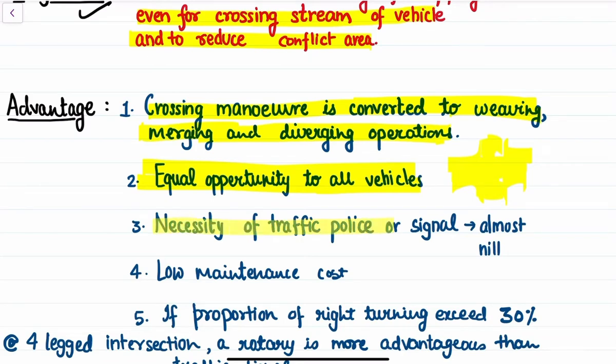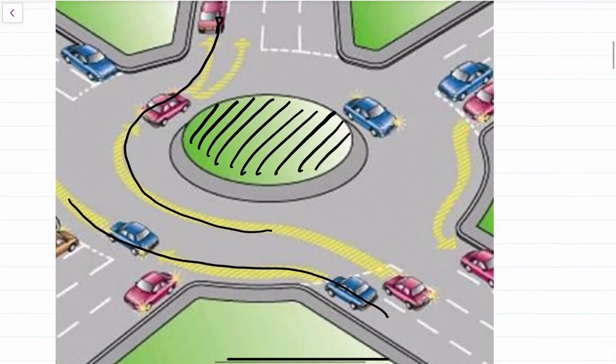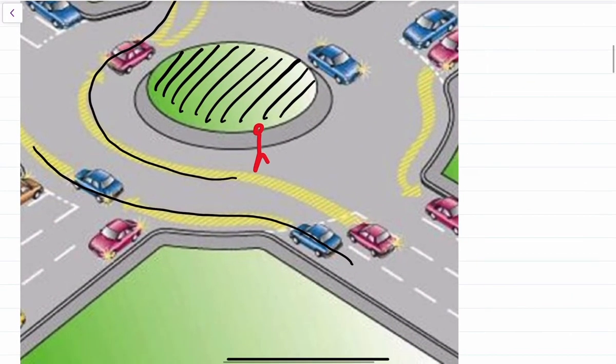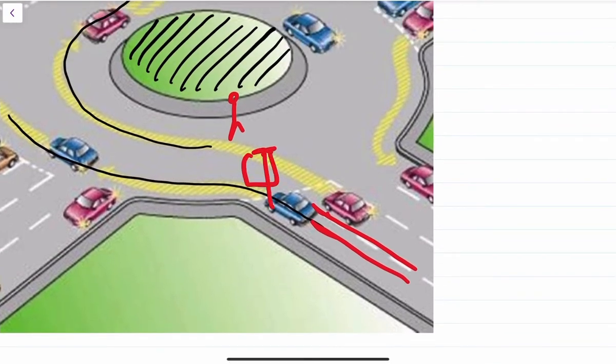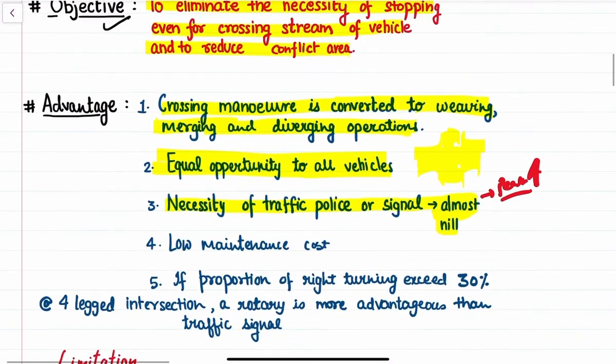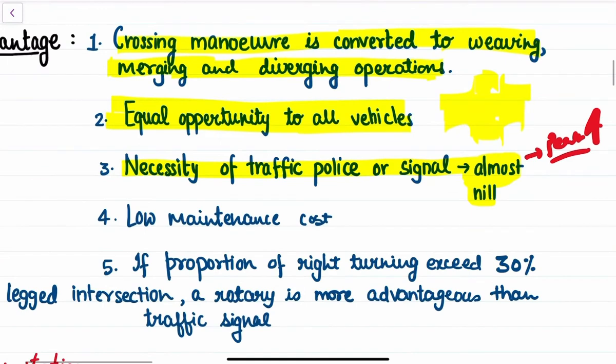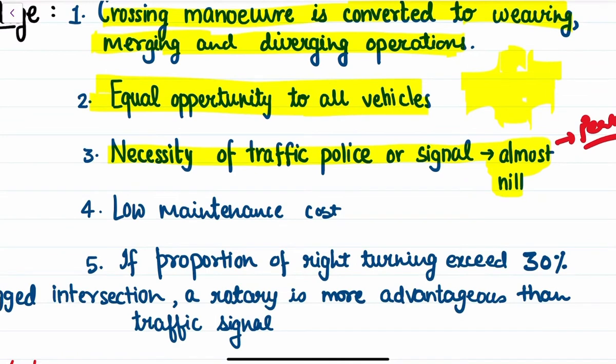The necessity of traffic police or signals is almost avoided. In case the traffic volume is very high, especially in the peak hours, only in that scenario we will install one traffic policeman, or let's say there is too much traffic coming from one direction, then only we'll install a traffic signal. Otherwise, there is no requirement. The traffic stream adjusts itself along this island, right? There is very little cost of maintenance for a rotary compared to traffic signals.